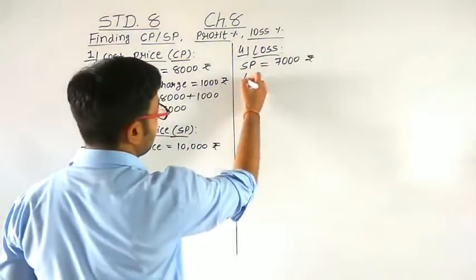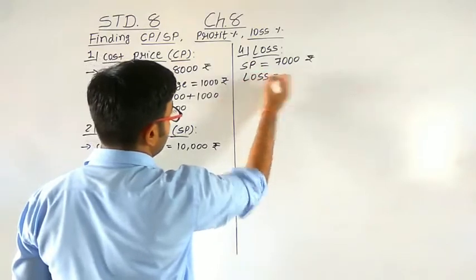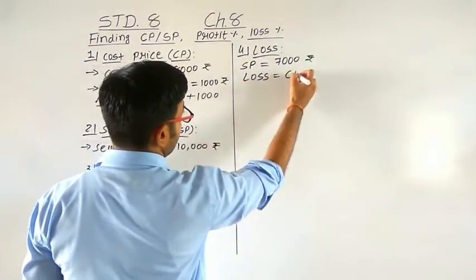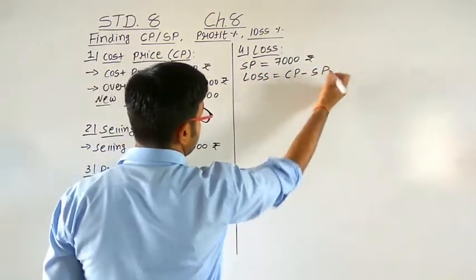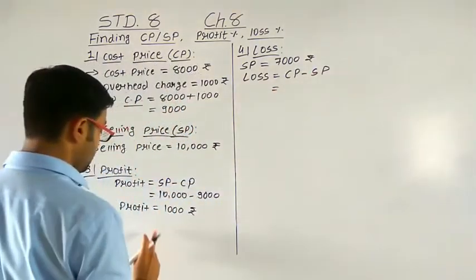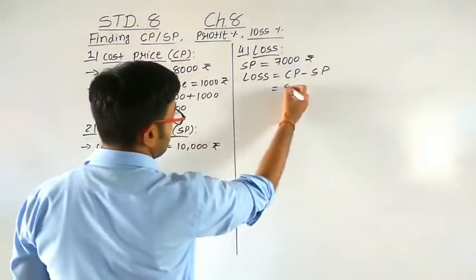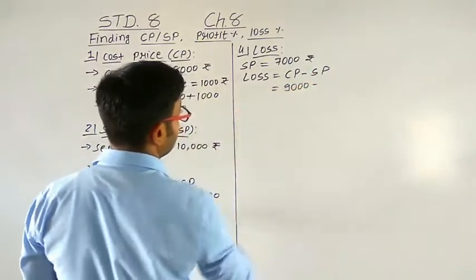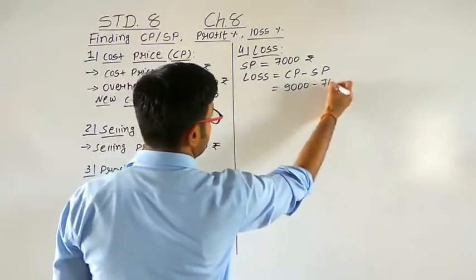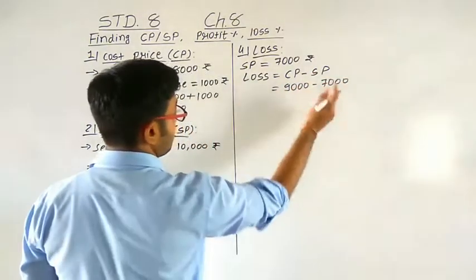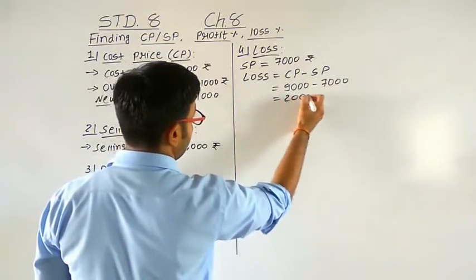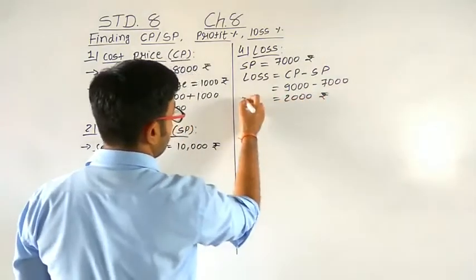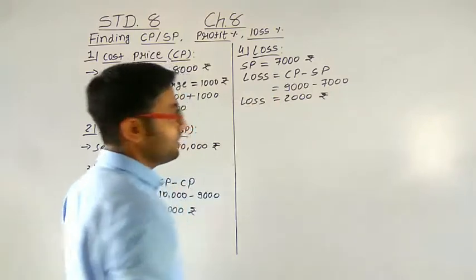So how can we calculate the loss? Loss we can calculate as cost price minus selling price. What is the cost price? Cost price here is 9,000 minus selling price, which is 7,000. So 2,000 rupees. You have a loss of rupees 2,000.